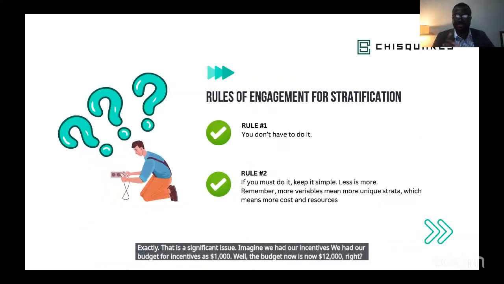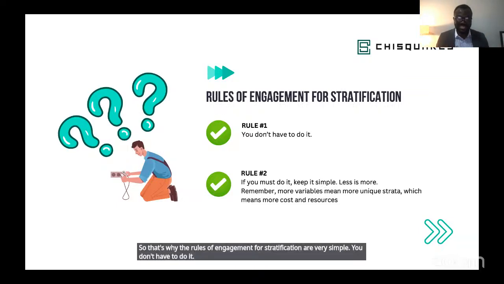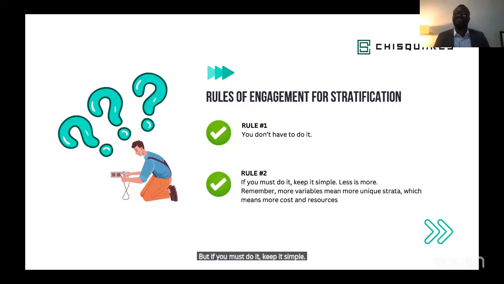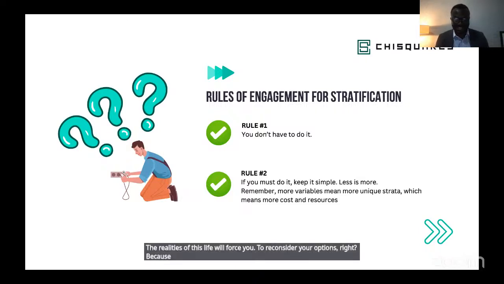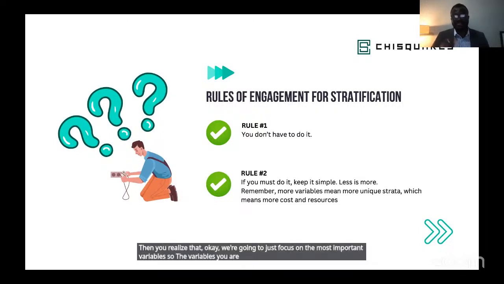So that's why the rules of engagement for stratification are very simple. You don't have to do it, but if you must do it, keep it simple. And if you want, you can keep it as many as you want. The realities of this life will force you to reconsider your options, right? Because when you realize that the survey cost has grown exponentially, then you realize that, okay, we're going to just focus on the most important variables. So the variables you are choosing on, just pick the most important variables.